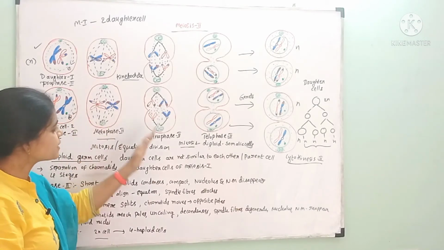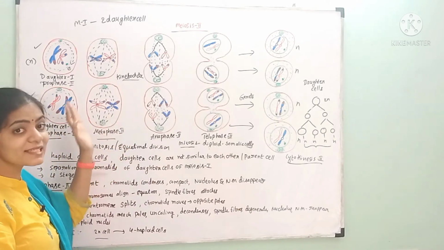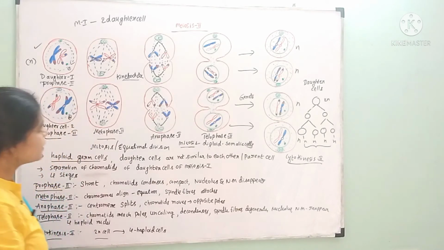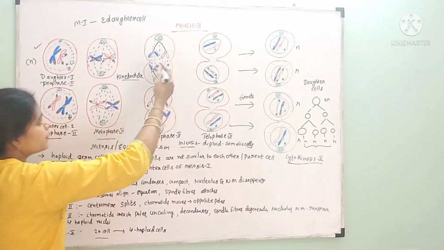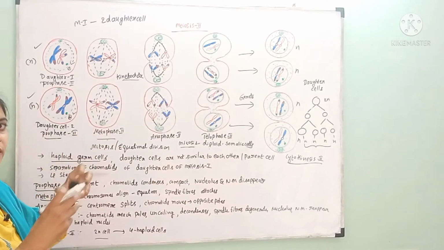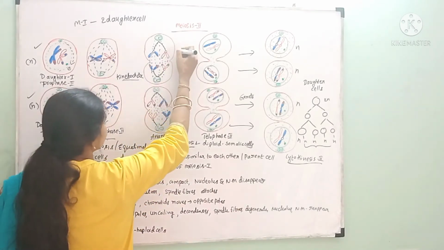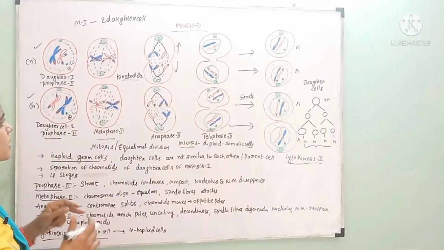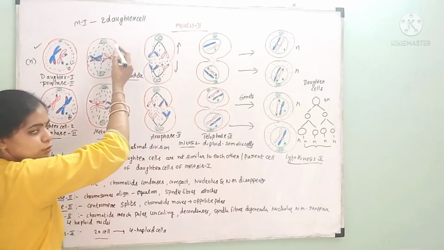Now the cell enters into anaphase 2. So in anaphase 2, what will happen? Here, these spindle fibers start pulling the chromosomes. That means the length of these spindle fibers decreases, and the spindle fibers start pulling these chromosomes.